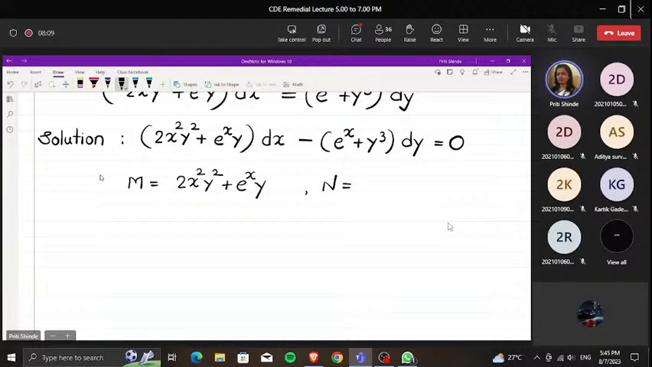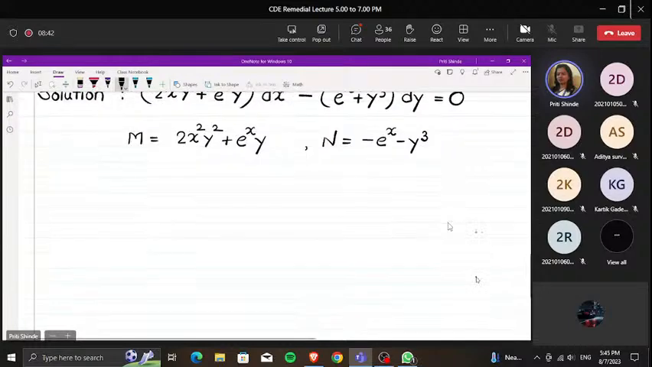Can you tell me what n is? Carefully write down your n. Anyone? What is n here? Minus e to the power x plus y cube. Correct. If you write down only e raised to x plus y cube, it's wrong. Your sign is minus. Outside there is a minus sign, so it's minus e raised to x plus y cube. So the first step is very important. Carefully write down your m and n.